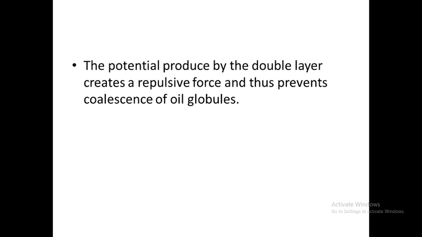So the potential produced by this electrical double layer creates repulsive forces between the adjacent oil globules, and thus due to these electric repulsive forces, the coalescence of oil globules can be prevented, which results in the formation of a stable emulsion. So these are the three different mechanisms of droplet stabilization in the case of emulsion. Thank you.